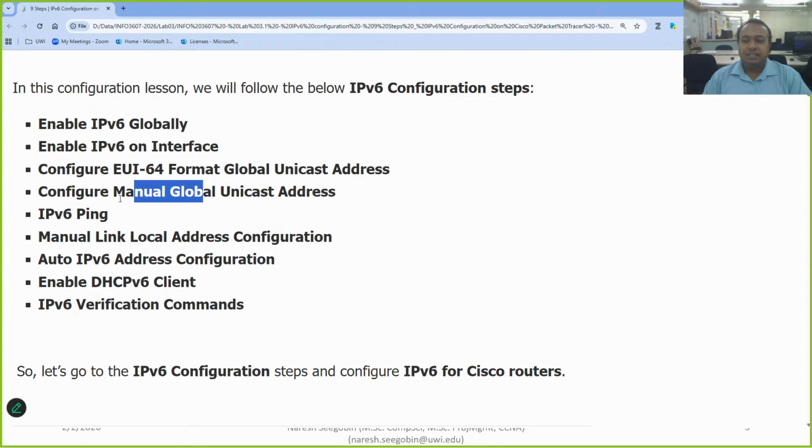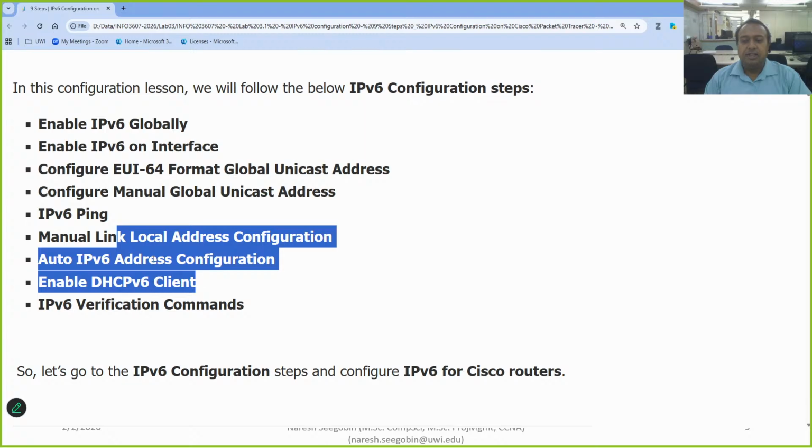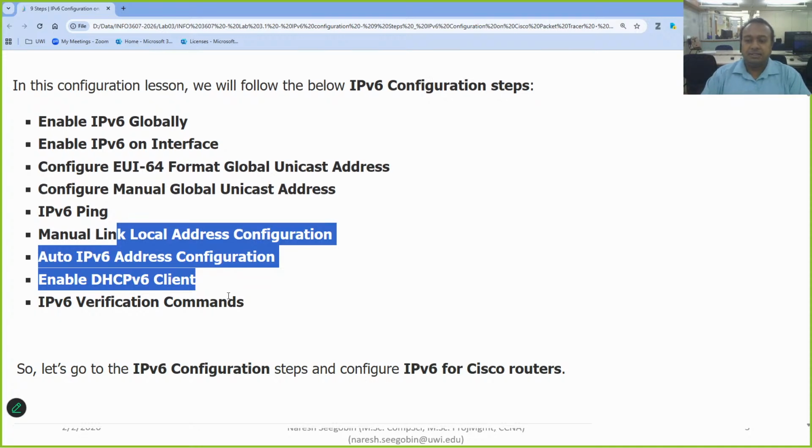Manual global unicast, which we'll deal with. Then you do IPv6 ping, manual link local address configuration. We'll see that. Then auto IPv6. These three here basically generate a kind of automatic IPv6 address for an interface. The first one is link local. The other one is IPv6 auto configuration. It's also like a link local. And then you actually have DHCP IPv6 client, which is actually leasing out IPv6 addresses to the clients.